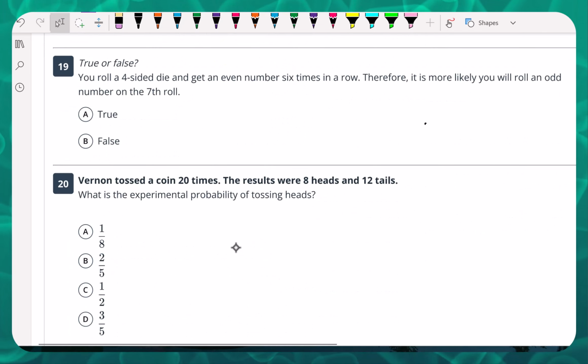Okay, next question. You roll a 4-sided die and you get an even number 6 times in a row. It is even 6 times you roll that die. Therefore, it's more likely that you're going to roll an odd number on the 7th. Absolutely not. One roll of a die has absolutely nothing to do with the next roll. I don't care if you roll it 100 times in a row. One roll does not affect the next. So this is absolutely false.